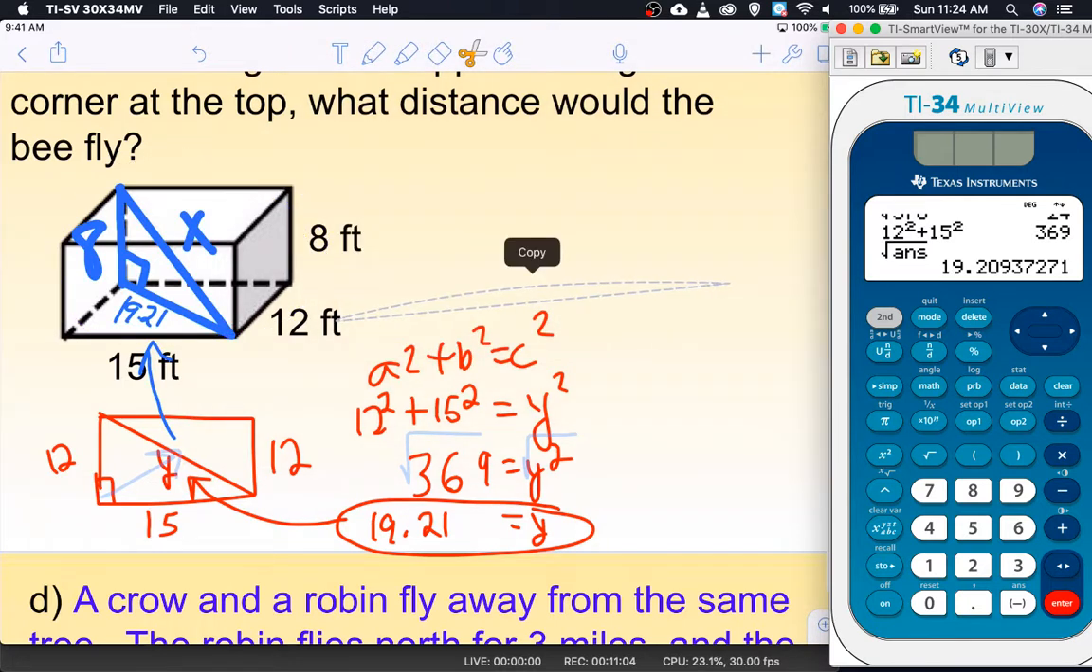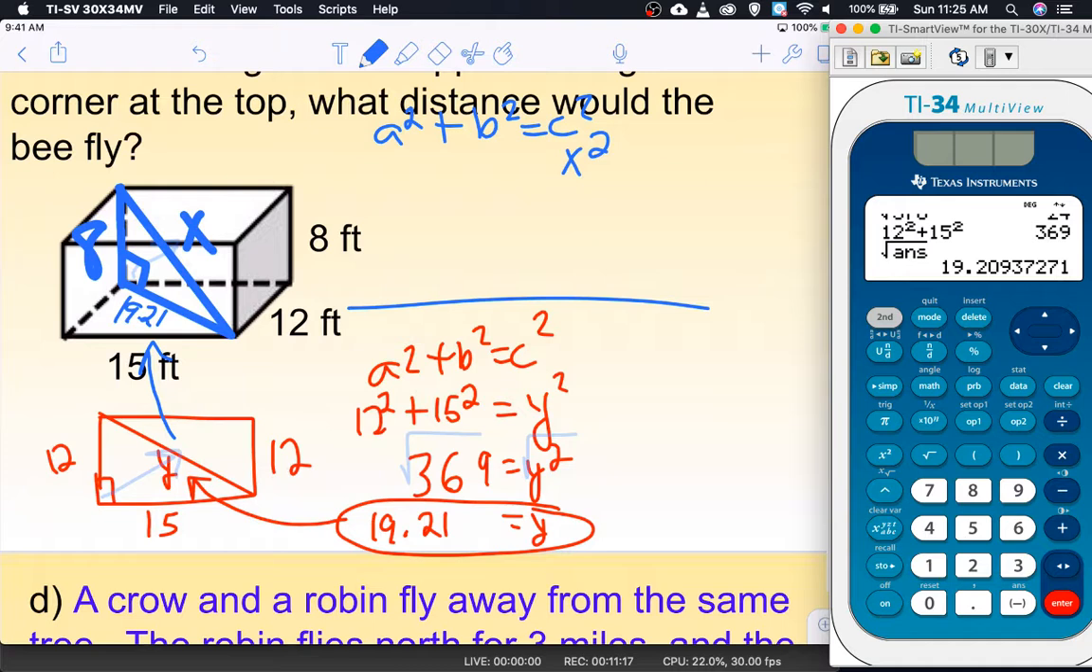So now we got a squared plus b squared equals c squared. My hypotenuse is the x. That's the side I don't know, so he goes in for the c. The 8 squared and the 19.21 squared go in for the other two sides.